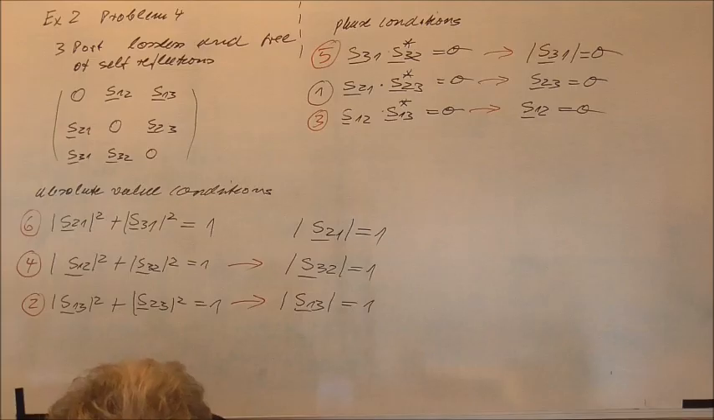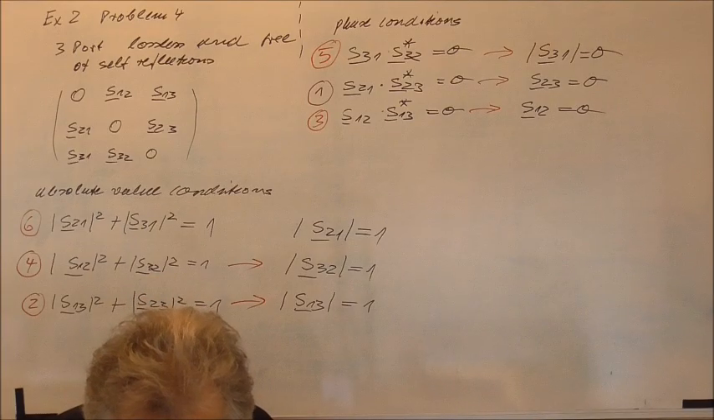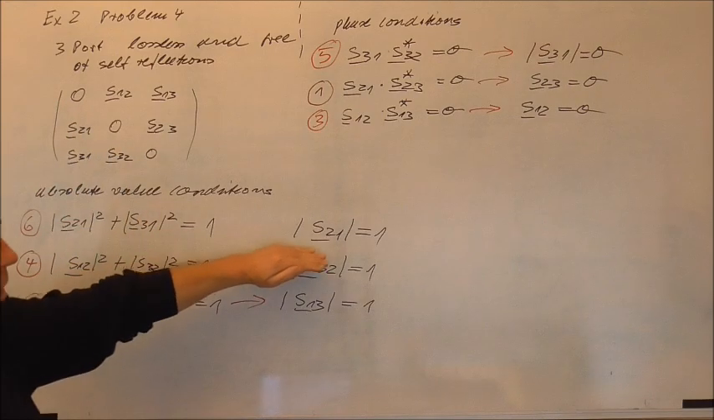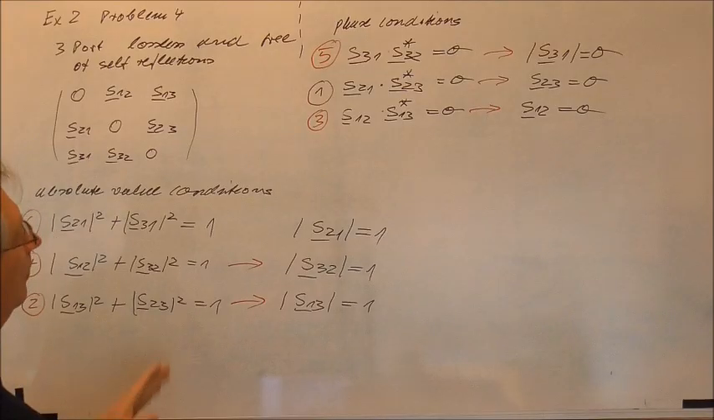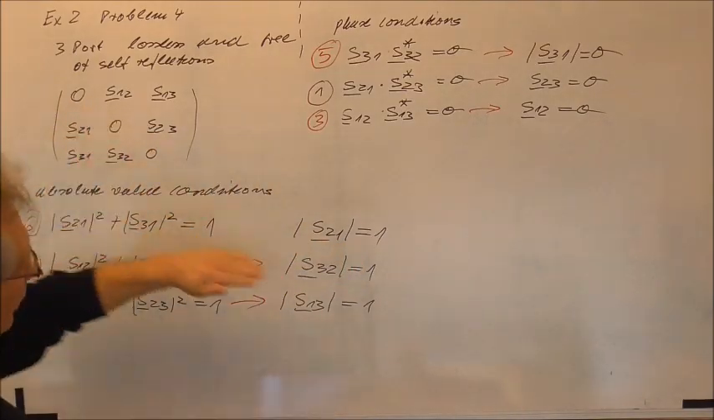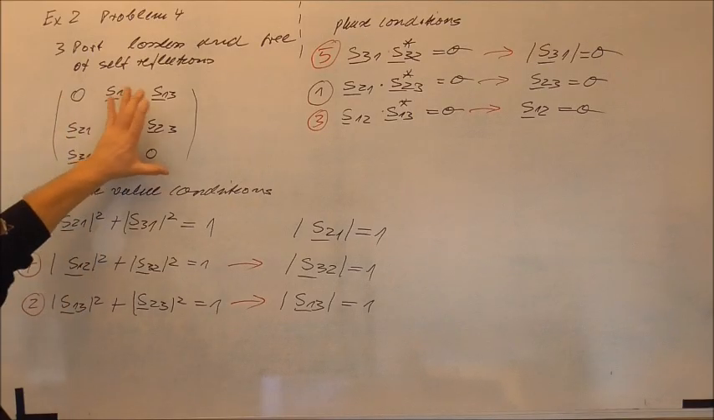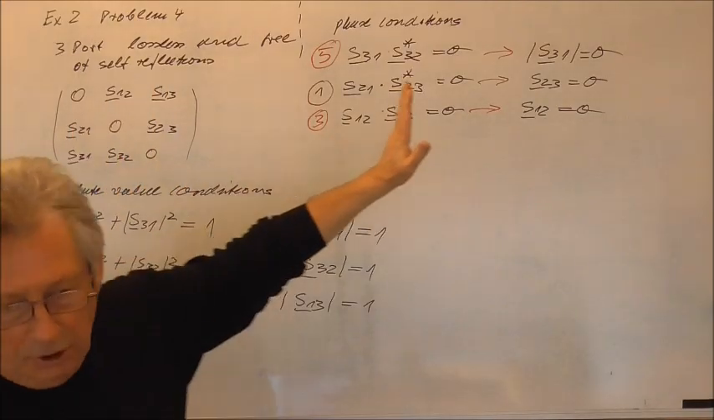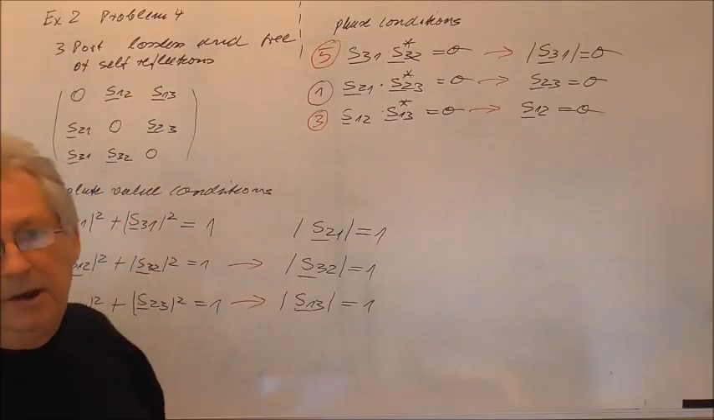So we already know that the absolute value of S21 and the others is equal to 1, right? So how can we insert it into the matrix? Of course we know that the absolute value of these has to be 1, but if we insert the ones here in the S matrix, then of course the phase conditions will be fulfilled, and it will be a valid S matrix.